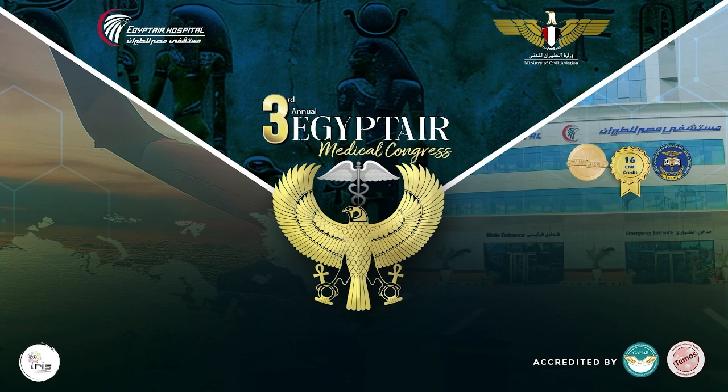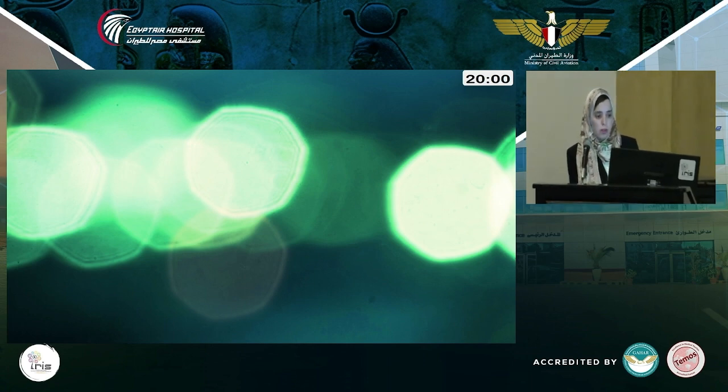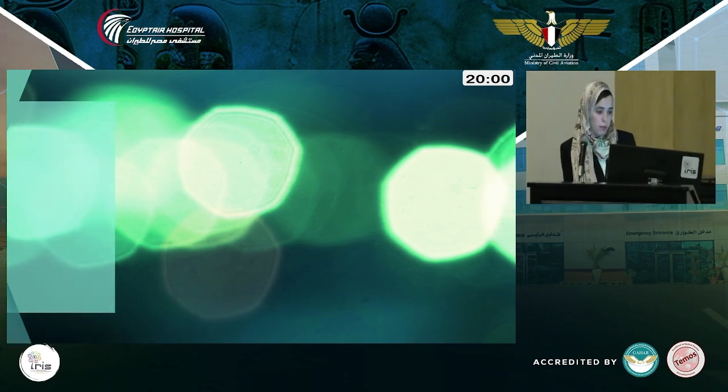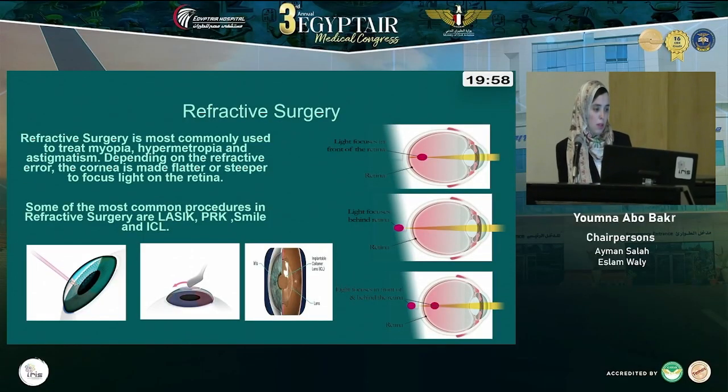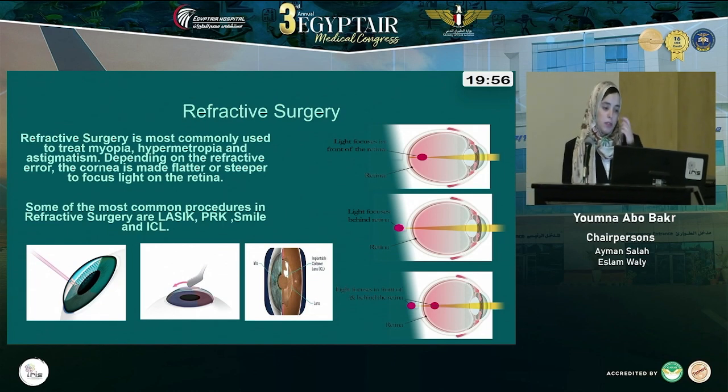So today we're going to talk about refractive surgery in glaucoma patients. Refractive surgery is most commonly used to treat myopia, hypermetropia, and astigmatism. Depending on the refractive error, the cornea is made to be flatter or steeper. This is well known. Some of the most common procedures are LASIK, PRK, SMILE, and ICL.